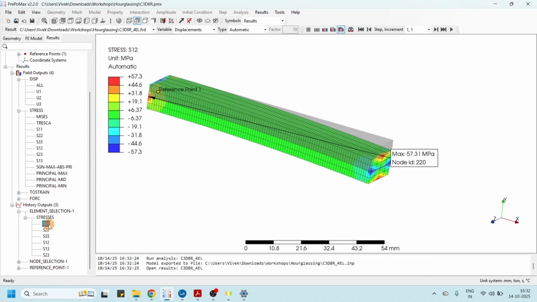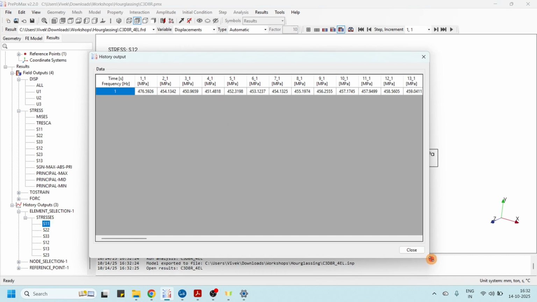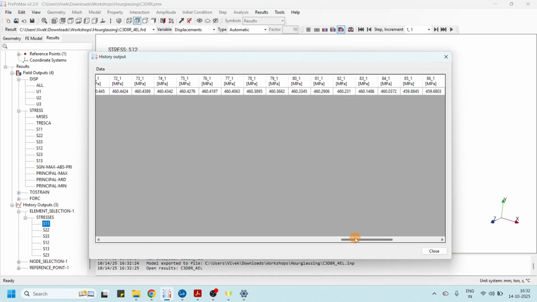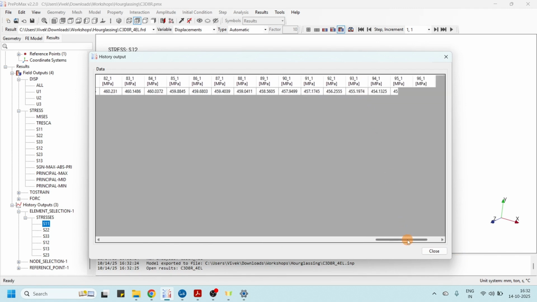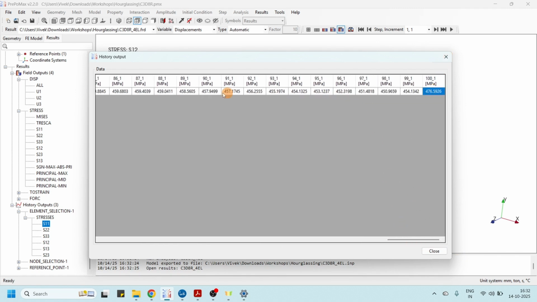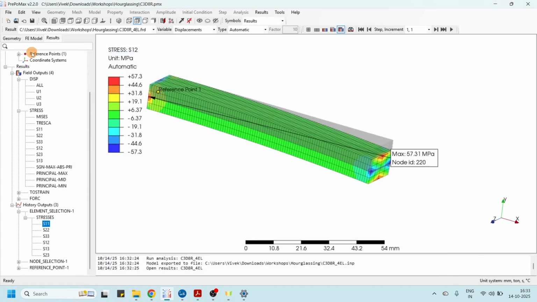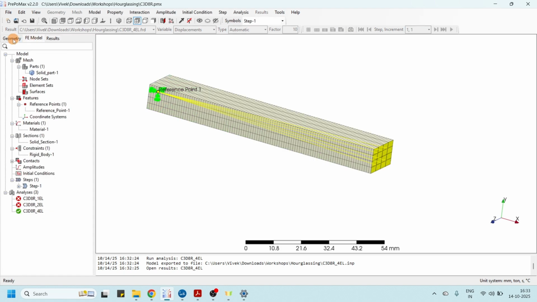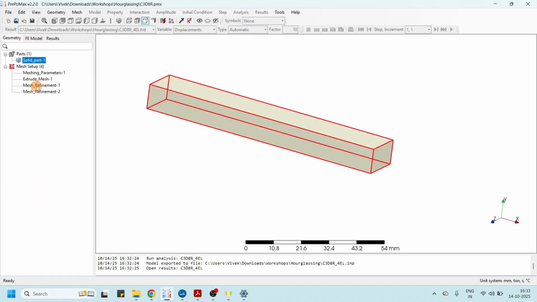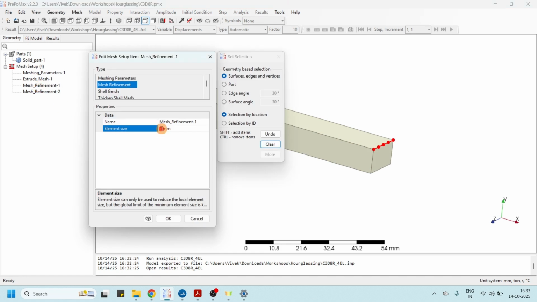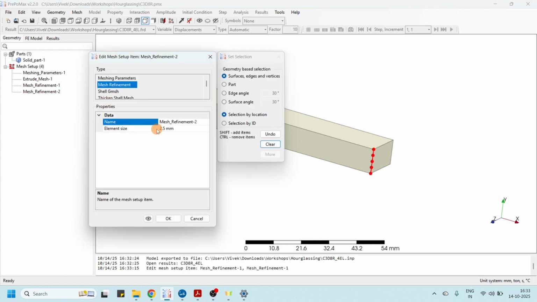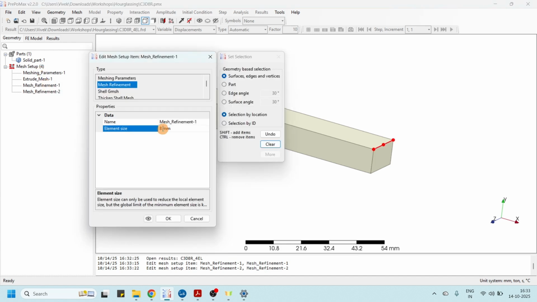And S11, the axial or normal stress component, I am getting around 460, 476 or 460. So for this particular case, four elements are not sufficient, because my target is 612 megapascal. So I will add a few more elements, 8. Okay, this should be 2 mm.